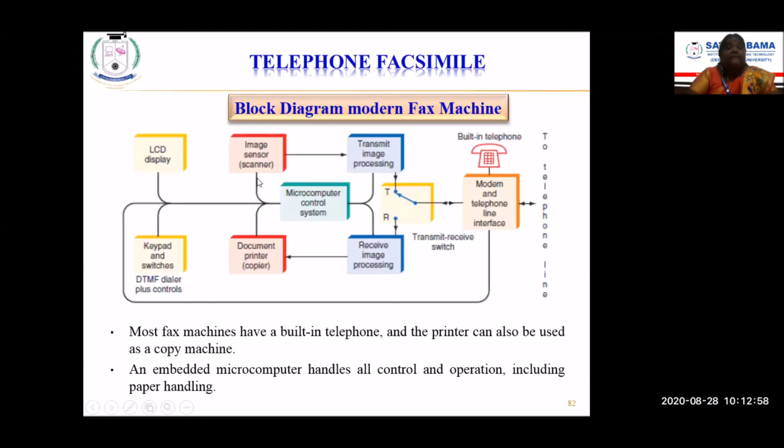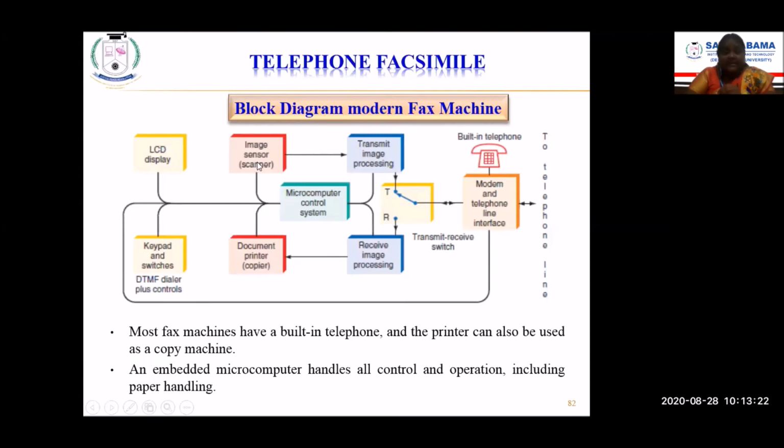Scanners will be there, where you will have the lens information, and the light source for illuminating the document, as well as for the photocell. Everything will be available here. And there will be a document printer or the copier. After receiving, we have to take a printout of that. So that will be available here.